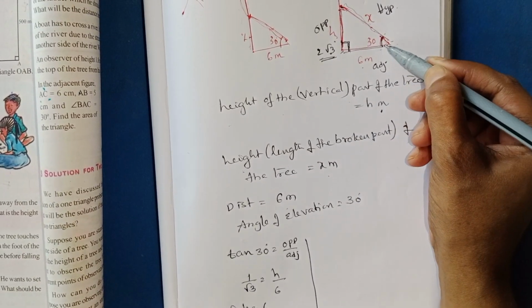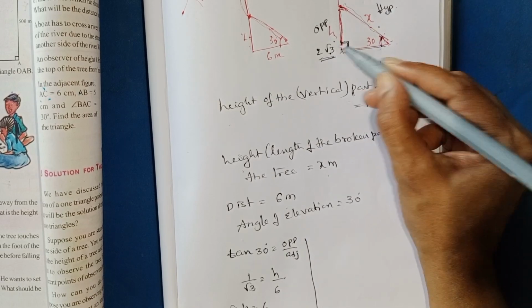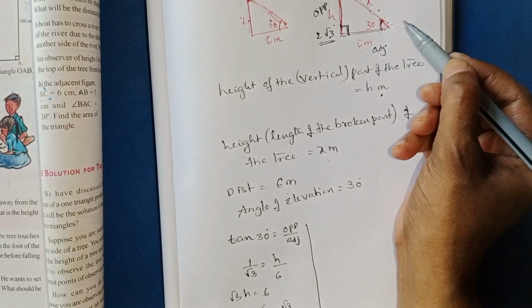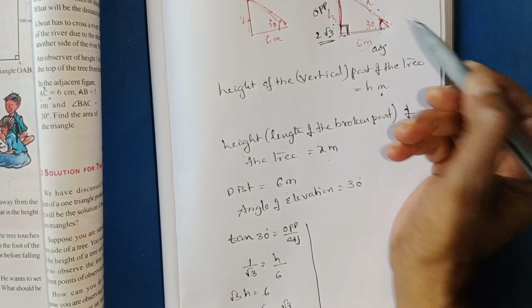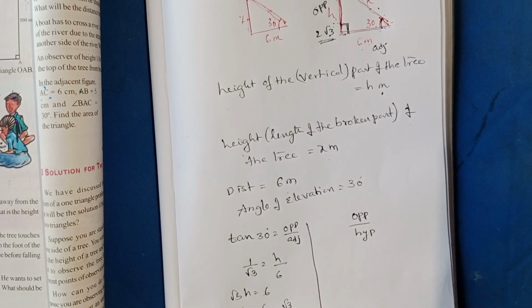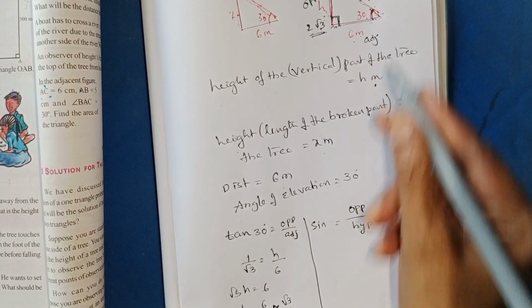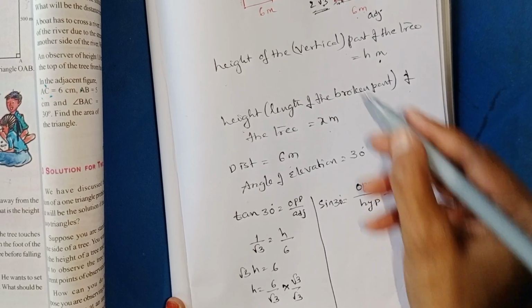Again, for 30 degrees, now we have two ratios. We can use this ratio or that ratio. The choice is ours. So I am going to use this ratio. For the 30 degrees angle, this is the opposite and this is called the hypotenuse. The ratio opposite to hypotenuse is called the sine ratio. What is the angle here? 30 degrees. Sine 30 degrees is equal to opposite by hypotenuse.